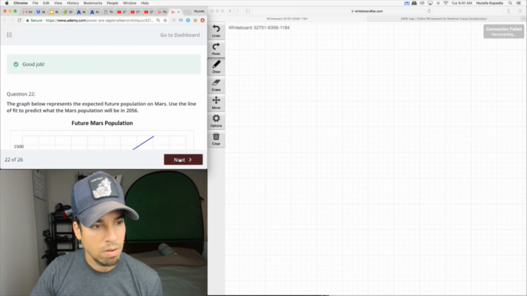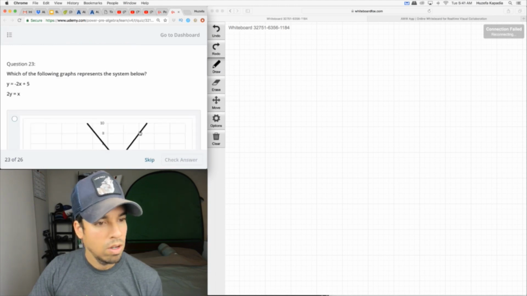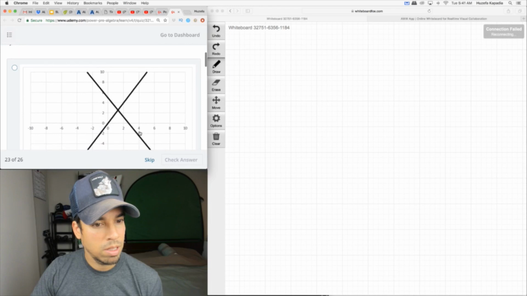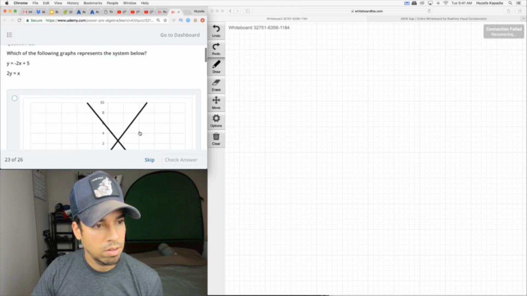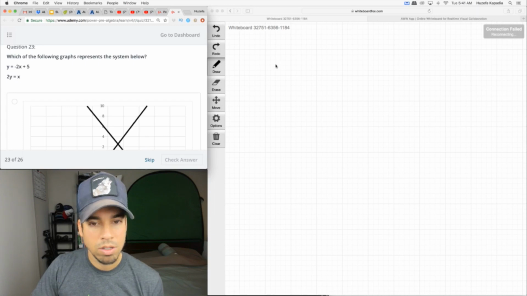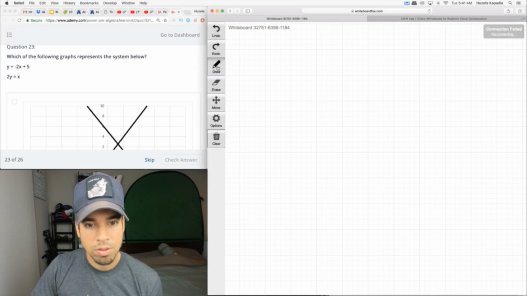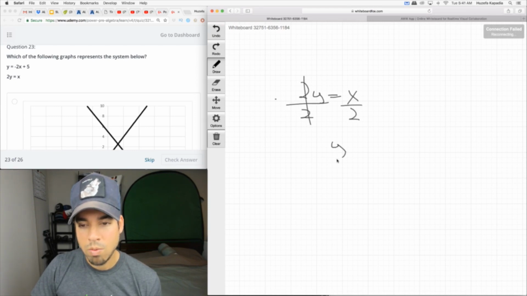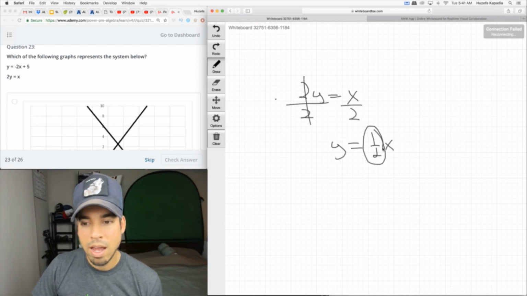Which of the following graphs represents the system below? So y equals negative 2. First of all, I'm going to get the second one in slope-intercept form. So we got 2y equals x, divide both sides by 2. And we got y equals, this is really just 1/2 x, or x over 2. I'll write it like this so then we can see that the slope is 1/2.